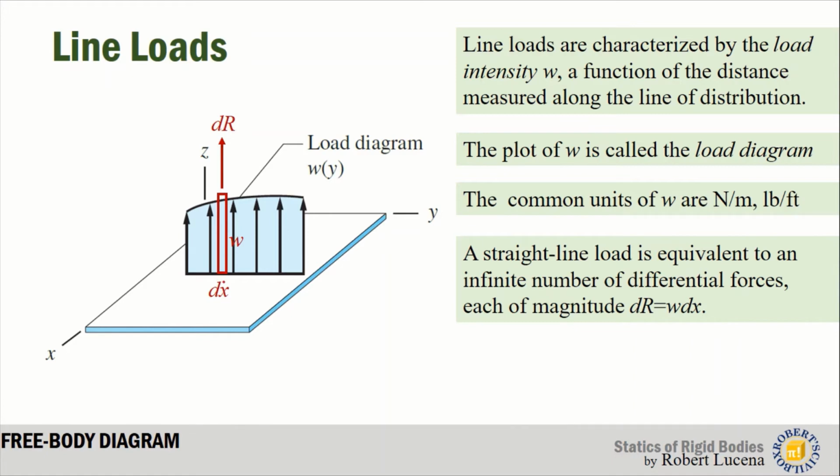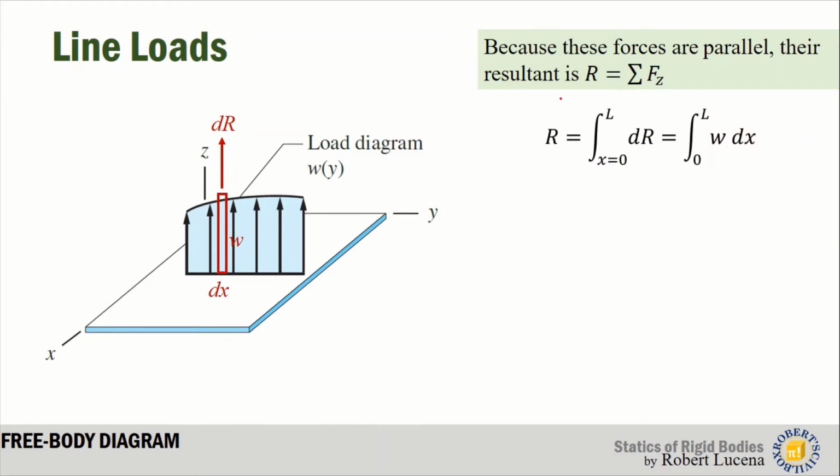So if we consider a differential strip for this load diagram, we have a differential force dR acting over a differential length dx. Now the magnitude of that dR is equivalent to the area of that differential rectangular strip. That would be equal to dR equals w dx. And because these forces are parallel, their resultant about the z-axis is equal to the summation of forces along z.